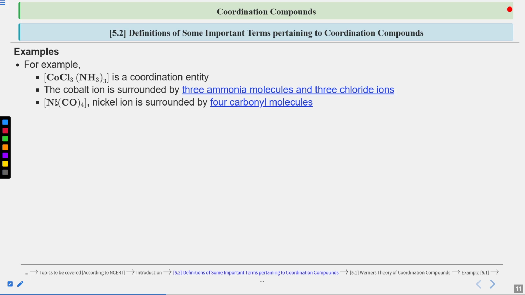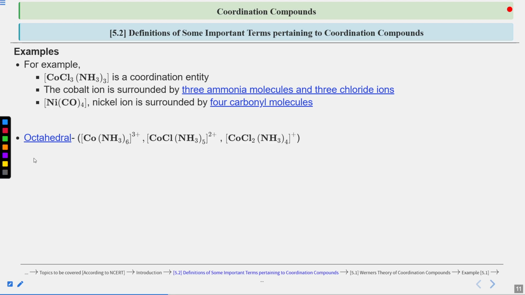Similarly, in this next complex, Ni(CO)4, the nickel ion is the central metal or ion which is surrounded by 4 carbonyl molecules, and this whole species is an example of a coordination entity as it is packed inside a square bracket.